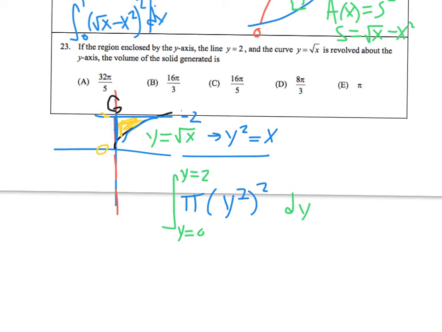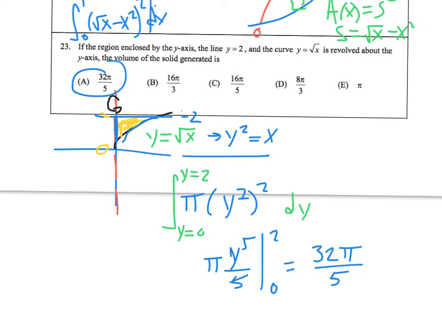All right, I'm going to integrate this. So that's y to the 4th, which means that we're looking at y to the 5th over 5. You can keep that pi there. Plug in 2, plug in 0. 2 to the 5th is going to be 32. And I'm going to put my pi after it over 5. And minus 0 means it doesn't matter. We end up getting just 32 pi over 5 as our answer.